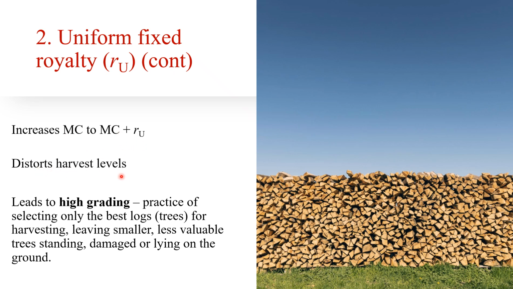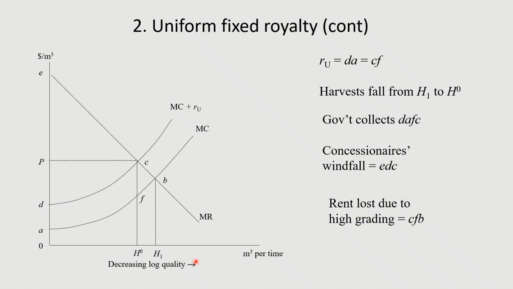This distorts harvest levels, and it leads to high grading, which is the practice of selecting only the best logs or trees for harvesting, leaving smaller, less valuable trees standing or damaged or lying on the ground. So we can picture this as a shift in the marginal cost curve from MC to MC plus RU. So the supply curve shifts up, marginal revenue curve stays the same. Now the amount of logs harvested is going to decline from H1 to H0.